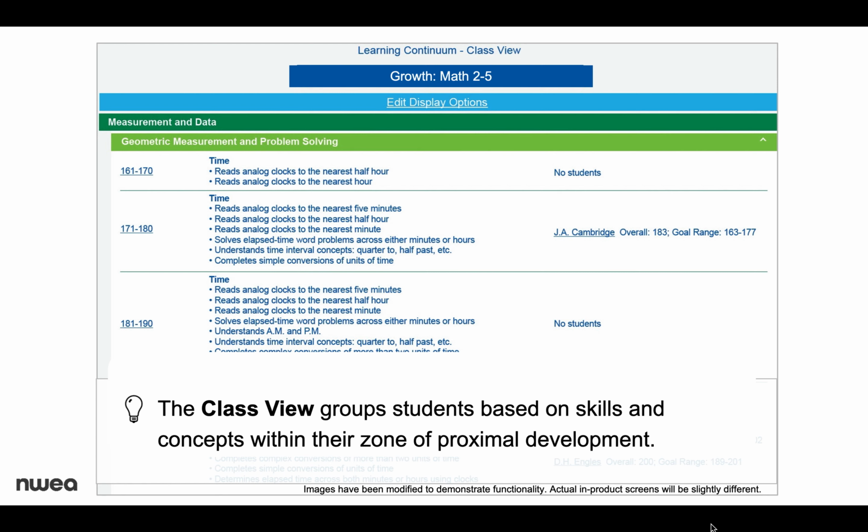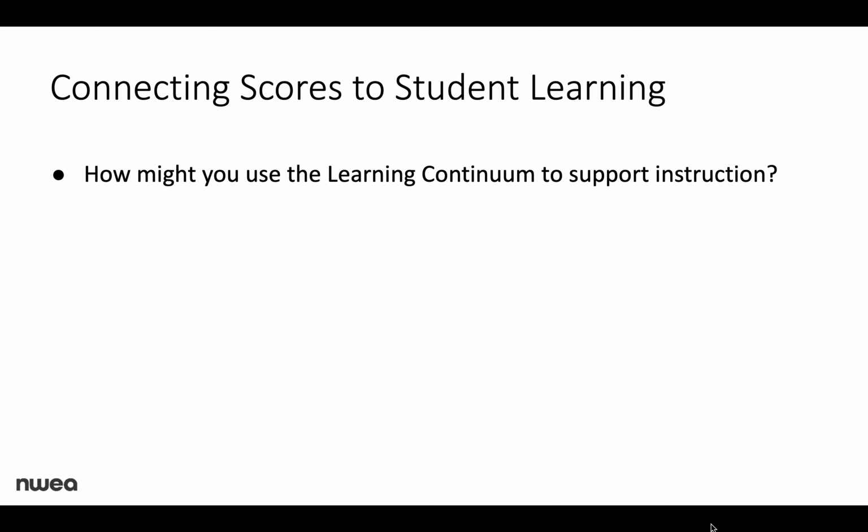The Learning Continuum class view shows skills and concepts to develop with groups of students based on 10-point RIT score bands that are likely appropriate for their zone of proximal development. Here are 3 things to know about the Learning Continuum. Number 1, learning statements provide you with an instructional starting point for describing the skills and concepts that are most ready to be introduced, developed, or reinforced along with a continuum of learning.